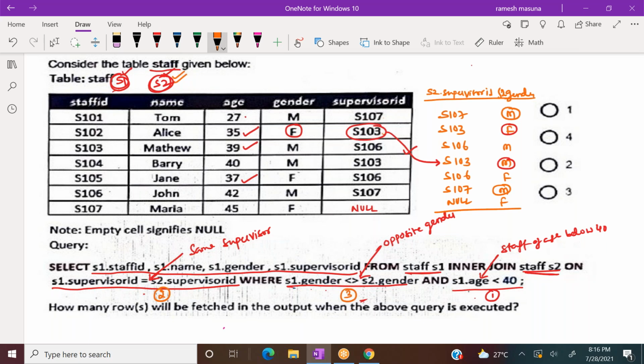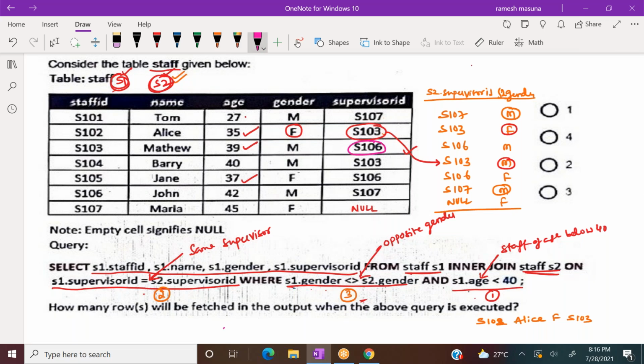For that one combination, it has to find the output. What is the output it is going to display? S1 staff ID is S103. And S1 name is Alice. And S1 gender female. And S1 supervisor ID S102. Okay, the staff ID is 102 and it is S103. Okay, this is one row. And next, you check it.